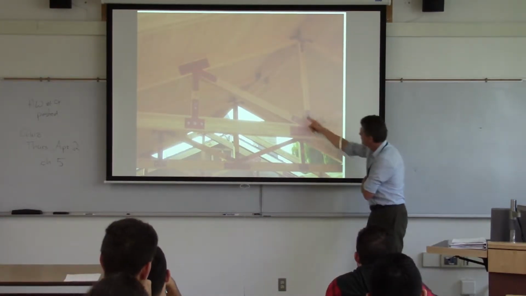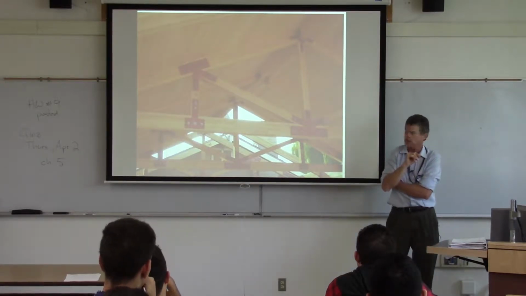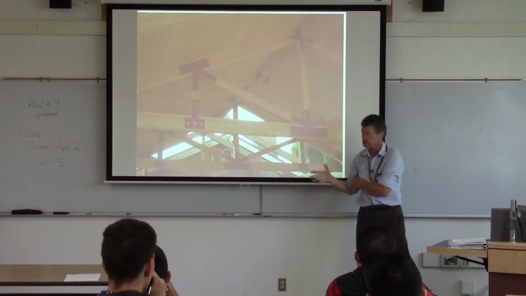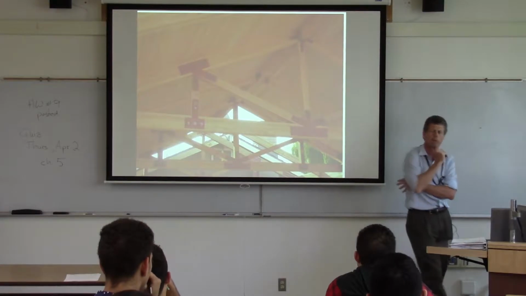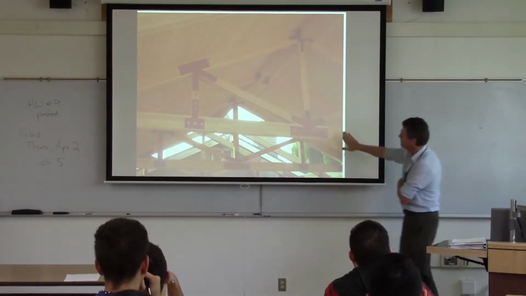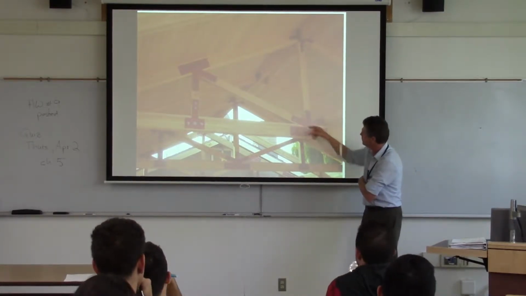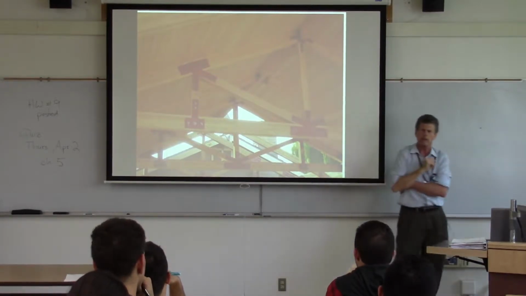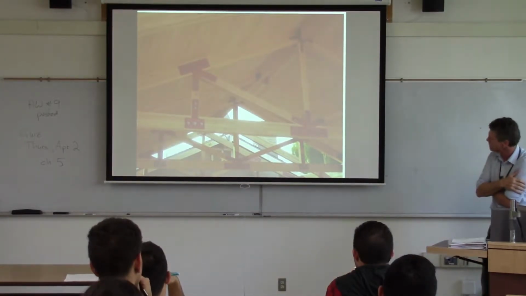Now again, look at this connection here. It doesn't look like a pin anymore, does it? It's what we call a gusset plate. It's a piece of metal, and they've put bolts through it. They connected all the pieces together through that gusset plate.